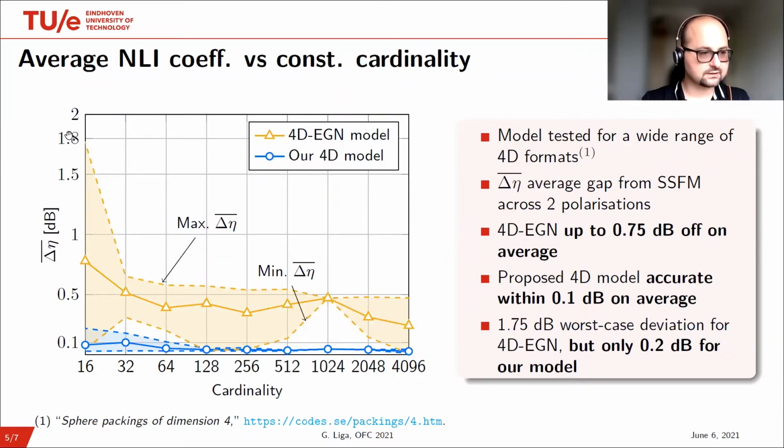If we look at the worst case and best case scenarios, we can see instead that the EGN model can deviate from the true value of the nonlinear coefficient by up to 1.75 dB, again for cardinality 16 in 4 dimensions, whereas our model can only go up to a maximum deviation of 0.2 dB, still for a cardinality of 16.